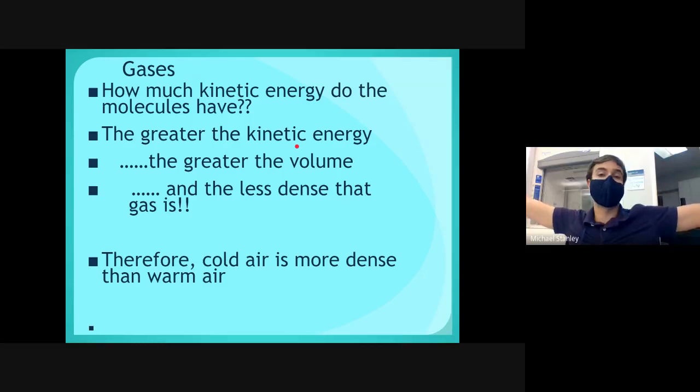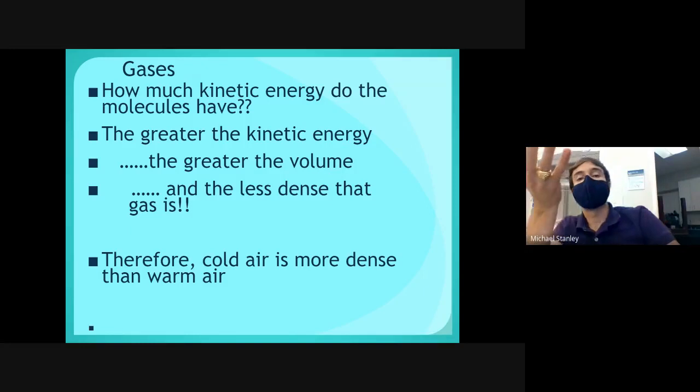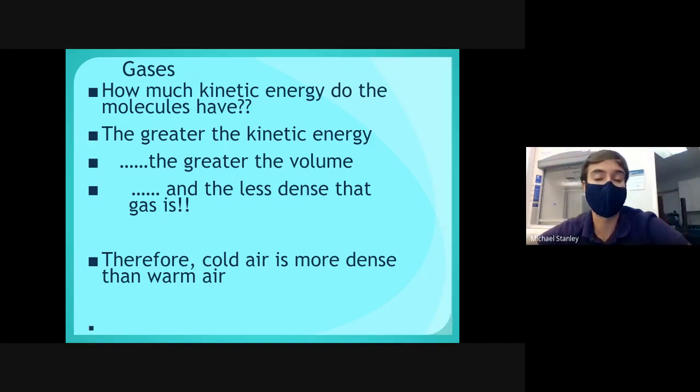So the interesting thing about gases is that when their kinetic energy goes up, when they get hotter, the gases tend to expand. The particles are moving faster and faster, so they're moving farther away from each other. And that means our volume gets bigger. And as we were just talking about, when our volume goes up, the density tends to go down. So the greater the volume, the less dense the gas. So the hotter that the gas gets, the more volume that it has, and the less dense that it becomes. So that's why cold air is more dense than warm air.